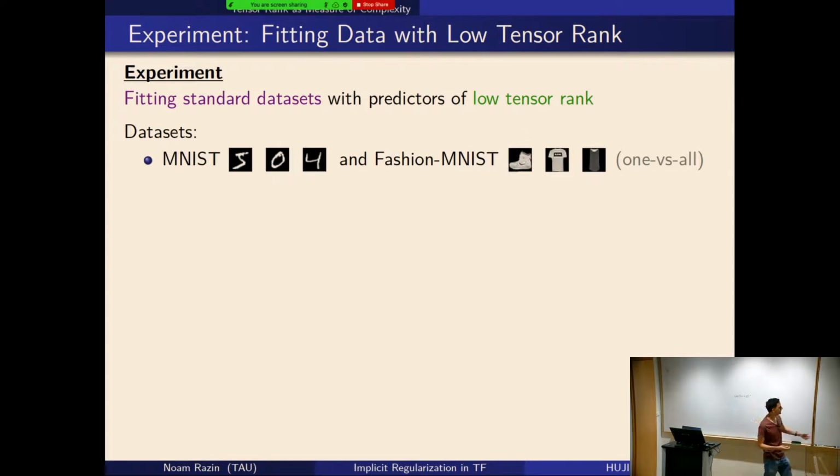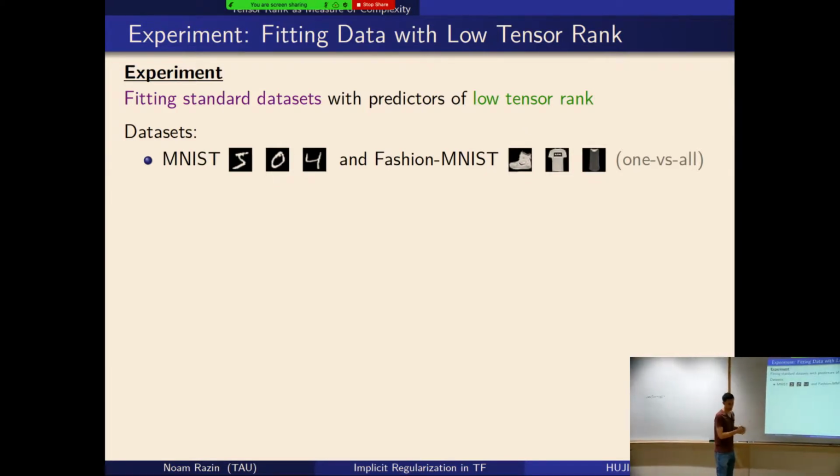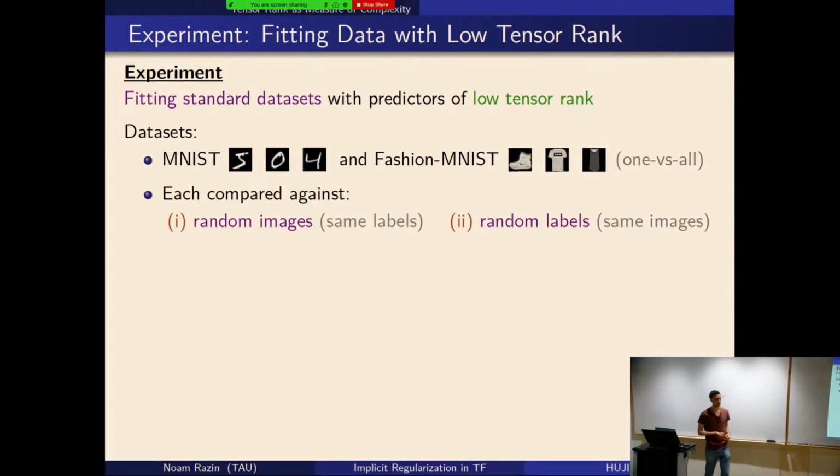Recall that each one of these prediction tasks is a prediction task over binary images, so we can look at it as a tensor completion problem. The tensor completion problem will be of order 784 because there are 784 pixels, and the dimension in each axis will be 2. And then we can fit these data sets with tensor factorization where we explicitly control the rank now. Okay, we start from rank 1 and so forth, and we would like to see whether we can fit them with low rank. And we compare each of these data sets to 2 randomized variants.